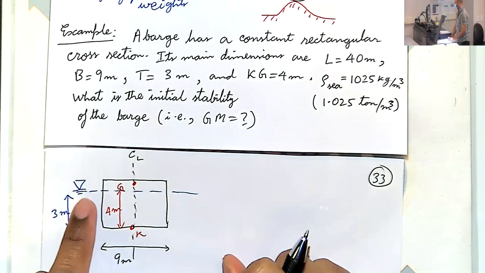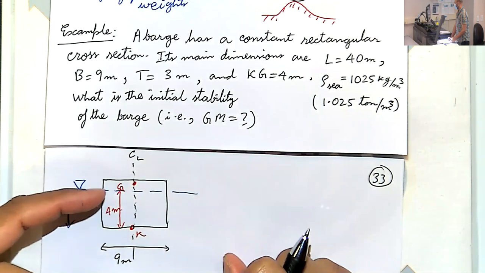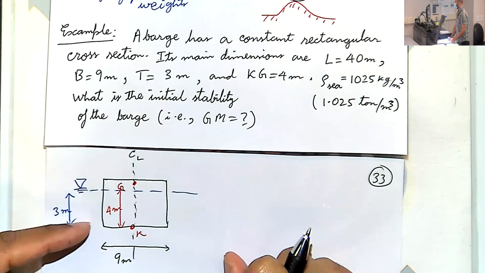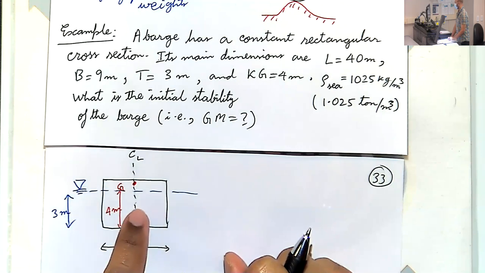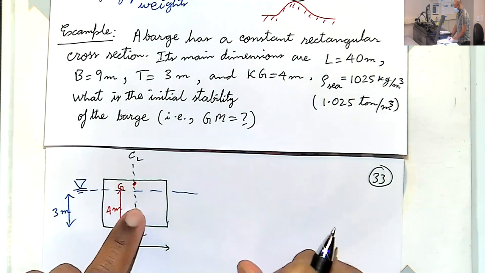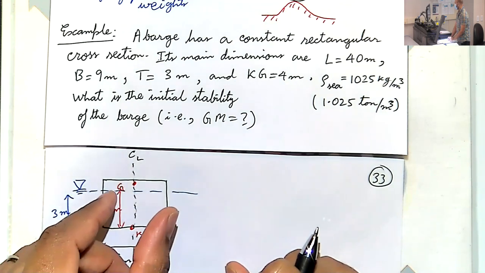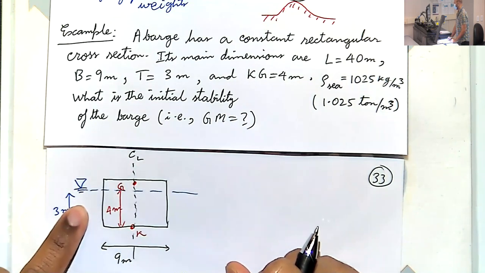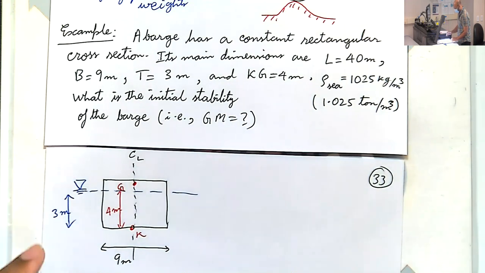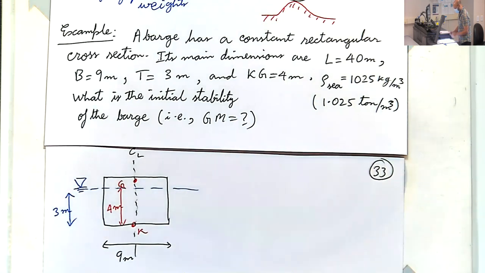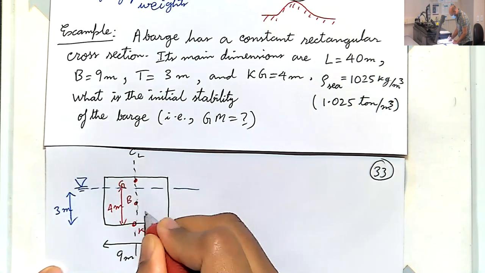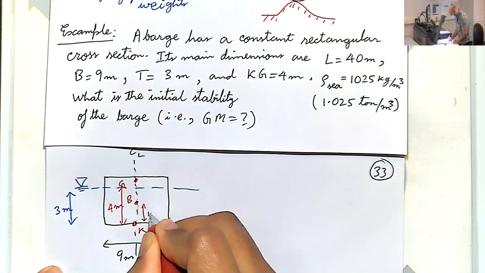Yeah, so see, this is a perfectly rectangular cross section, and we know it's submerged up to 3 meters. So the center of the submerged volume has to lie exactly halfway. If this were a normal hull shape, that's not true. It would not be at halfway. Then we have to do integration, and you've done all of that in your homework problems. Okay, so let's mark our B. This is 1.5 meters exactly.